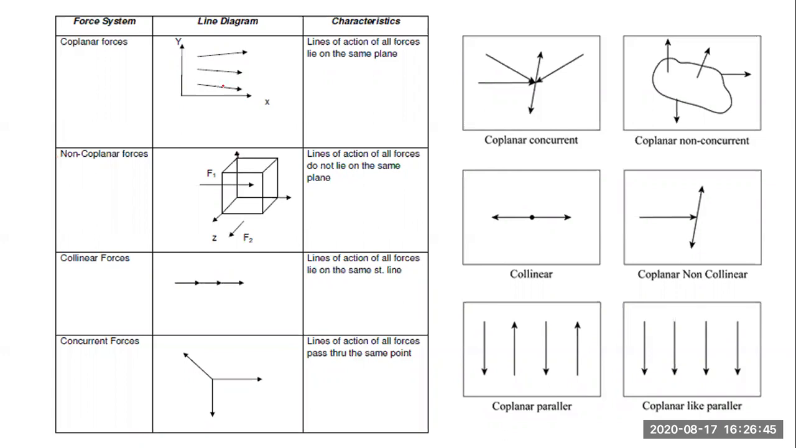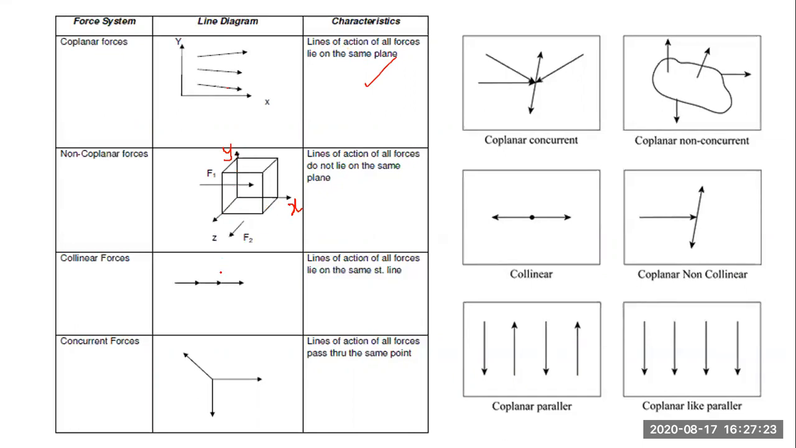Coplanar forces: these three forces, 1, 2, and 3, are in the same plane, so they are coplanar forces. And what are the characteristics? The lines of action of all the forces lie in the same plane. Non-coplanar: the lines of action of all forces do not lie in the same plane. Say this is lying in the XZ plane, and this force is lying on the YZ plane or XY plane. So F1 and F2 here are non-coplanar.